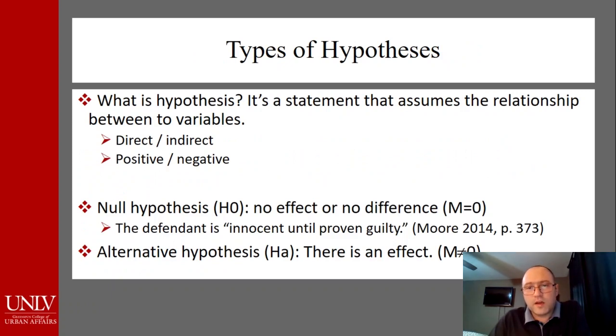Generally, there are 2 types of hypothesis. A hypothesis is a type of statement that assumes a relationship between 2 variables, a dependent variable and an independent variable. This relationship can be stated clearly in the hypothesis as directed or undirected, and also as a positive or negative relationship.